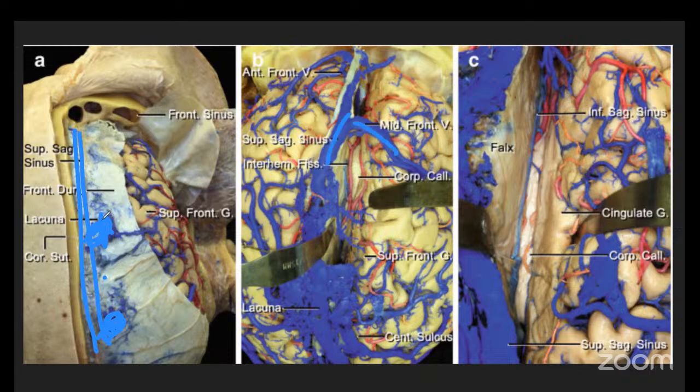The bridging veins, the main cortical veins, are also visible here, which are a major concern once we are retracting one portion of the hemisphere. Because if you end up avulsing this vein from here, where it is entering the superior sagittal sinus, the patient is going to end up with a venous infarct, which is not something we want.